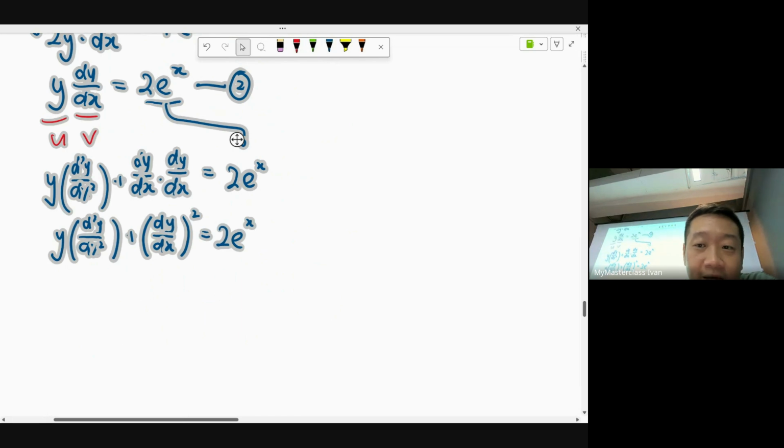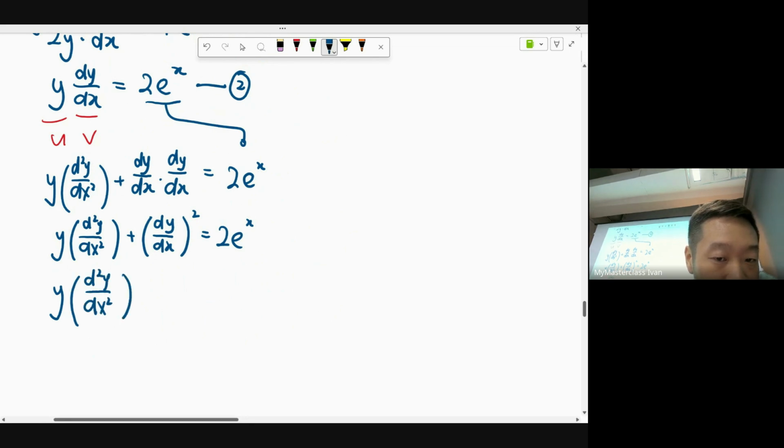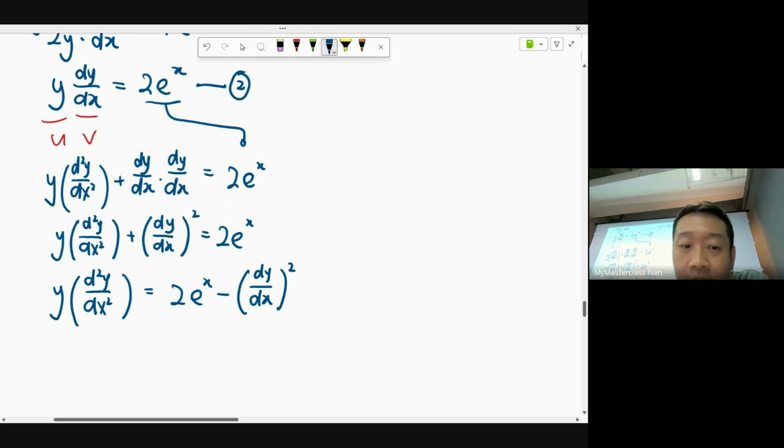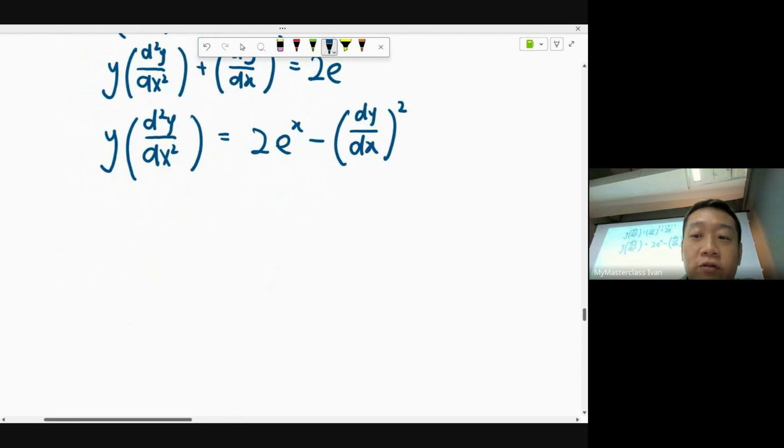Or in fact, Mr. Ivan, I will do this. I try to keep the d2y over dx square on one side first. That equals d2y. Which one? Dy dx square means dy dx times dy dx. Okay? D2y dx square means differentiate dy dx one time. Different thing. You're not the first person who asked. Okay? Equation 3.